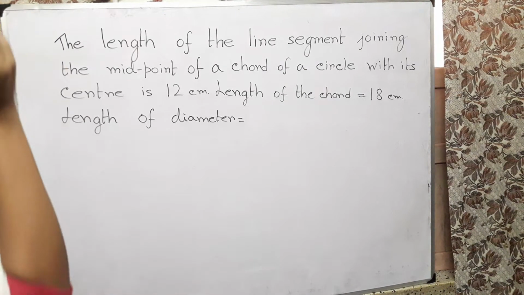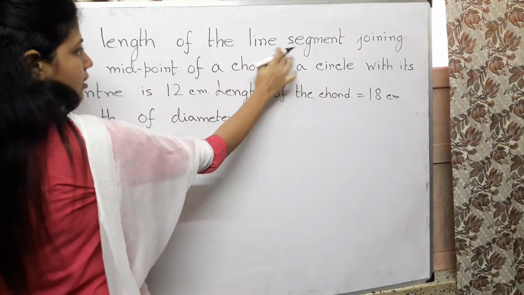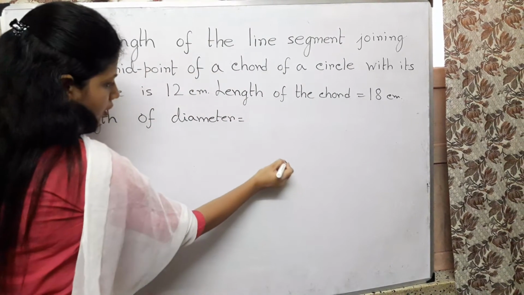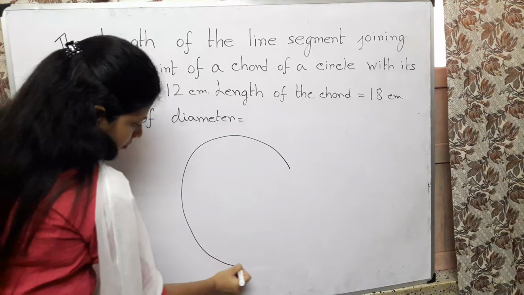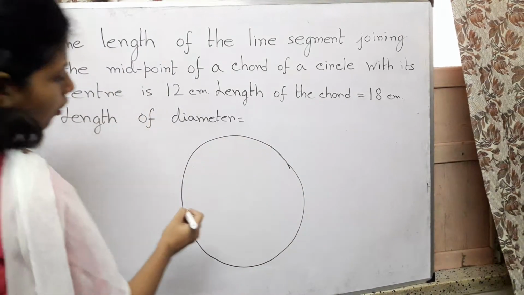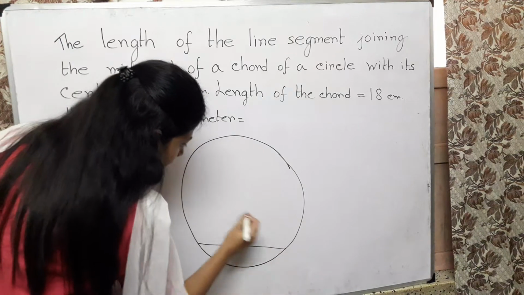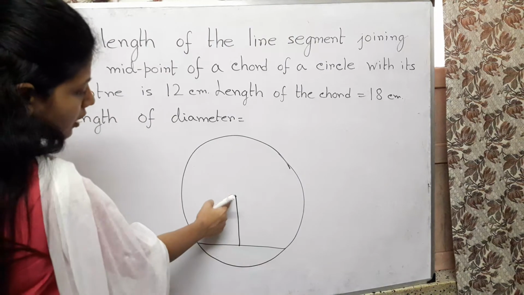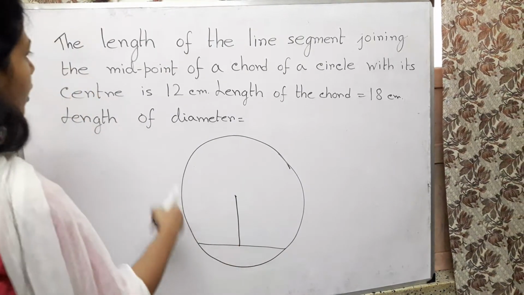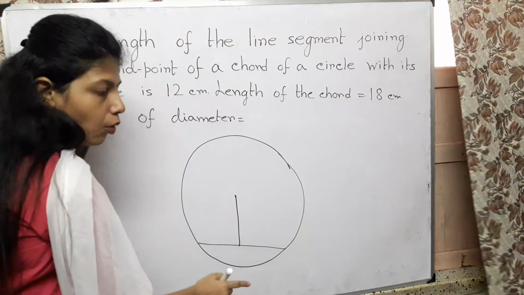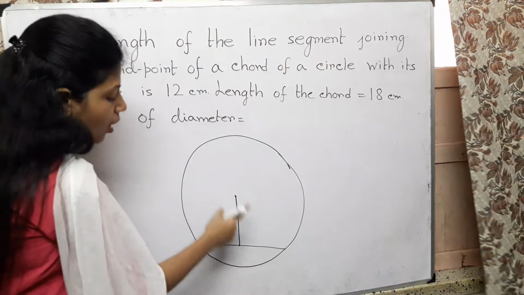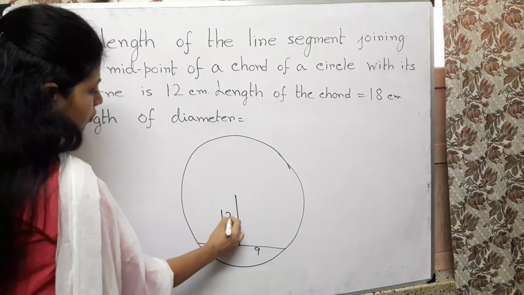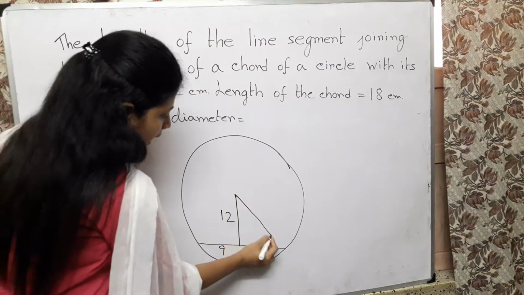So what is given here? Length of the line segment joining midpoint of the chord to the center. So first I will draw one circle. Now we have to take one chord here, take the center. It is the line segment joining the center with the midpoint of the chord. The length of the chord is 18. We know that the perpendicular drawn from the center bisects the chord. So it will be 9, 9. And it is 12. We have to find the length of the diameter.